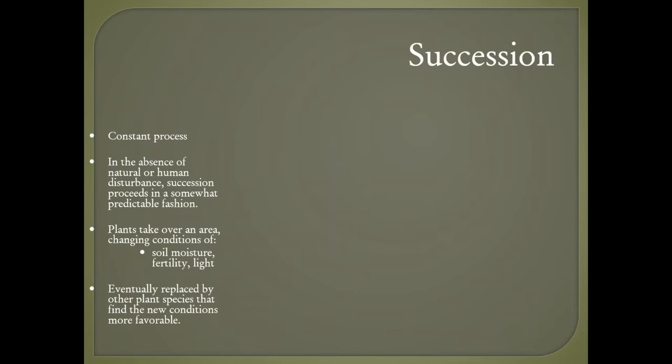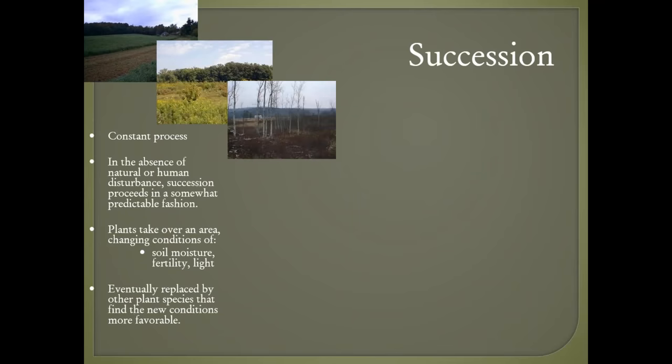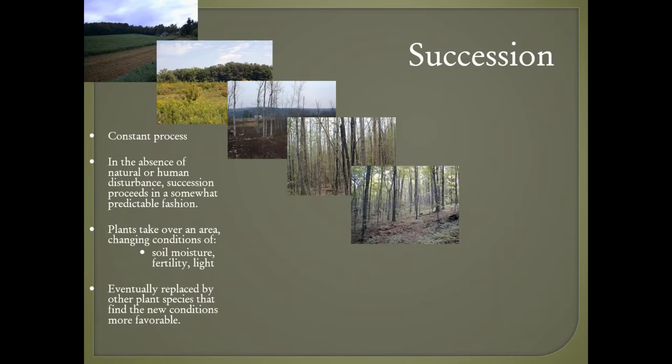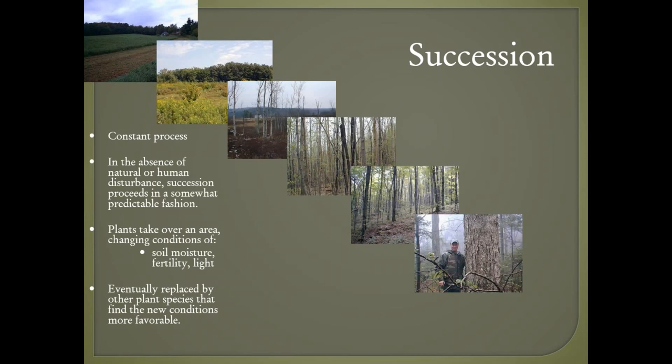So just a quick look at succession. It's a constant process. With or without us, it's happening. Plants take over an area and change the soil conditions. Those aspen trees and gray birch trees that come in are taking up all of the nutrients in the soil, holding them in their leaves, and then letting them back into the soil as the leaves fall, changing the soil composition, which allows for other trees to come in. The shade conditions brought about by the pioneer species also allow trees such as yellow birch, sugar maple and beech to replace those earlier pioneer species.